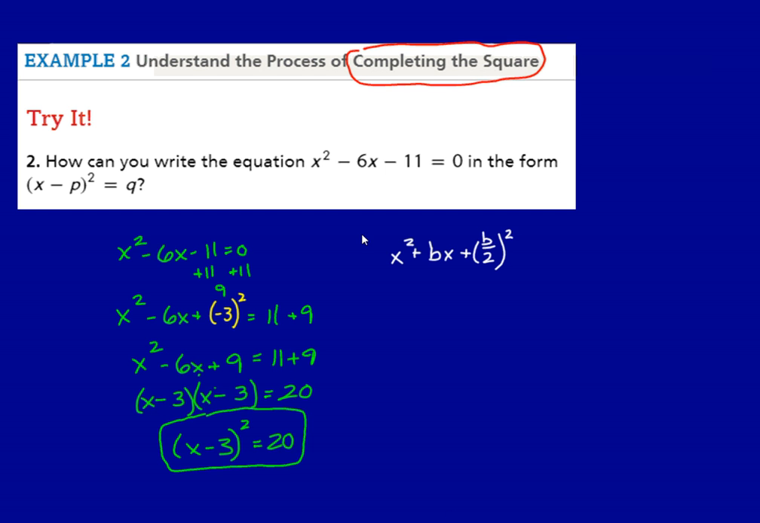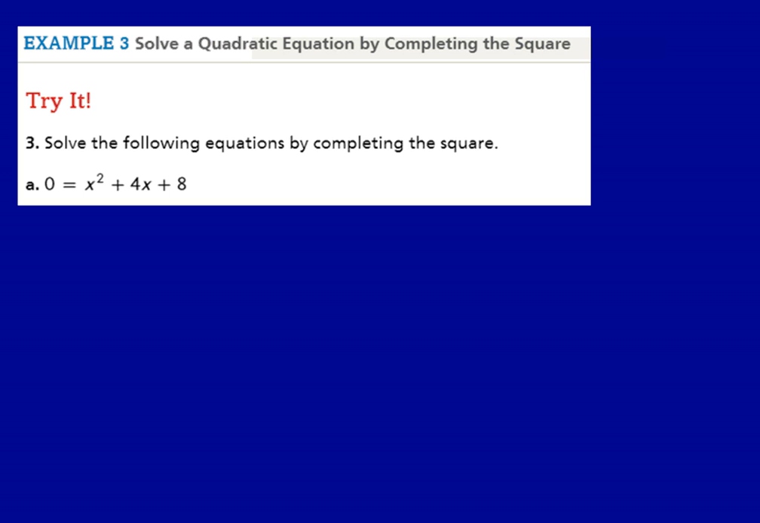So the shortcut is, if you can get it to this, if you can cut b in half and square it, this will always break down into x plus b over 2 squared. Always breaks down into that. So let's look at that and talk about how to solve it.